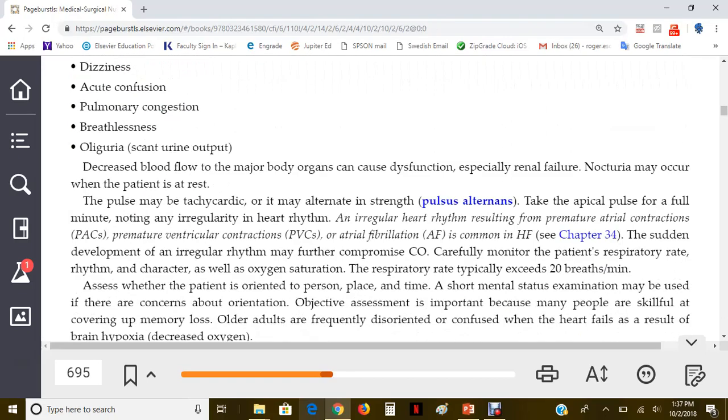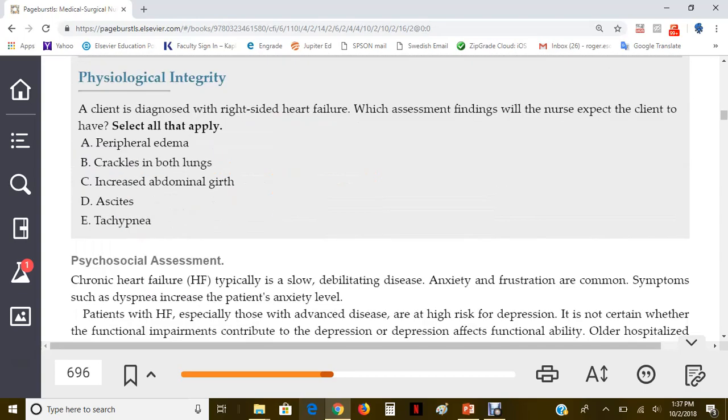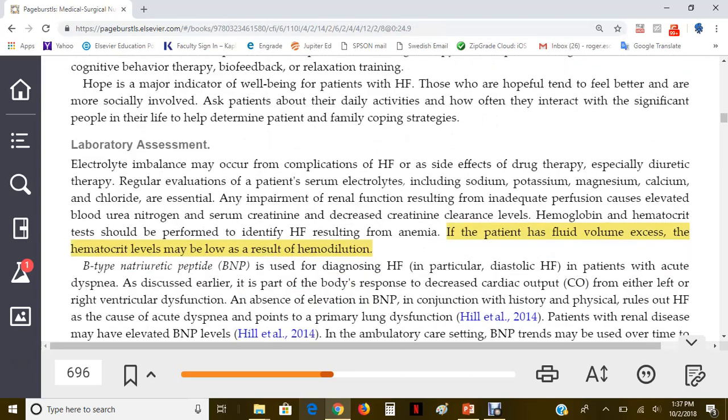We will discuss treatment, laboratory assessment as well as treatment in a separate video.